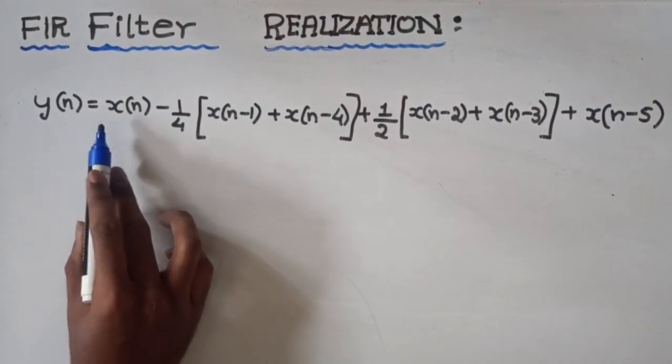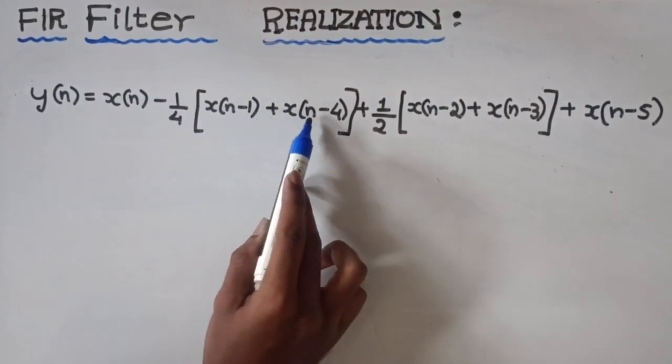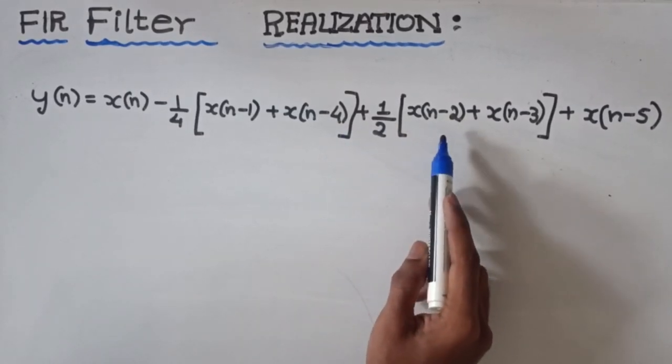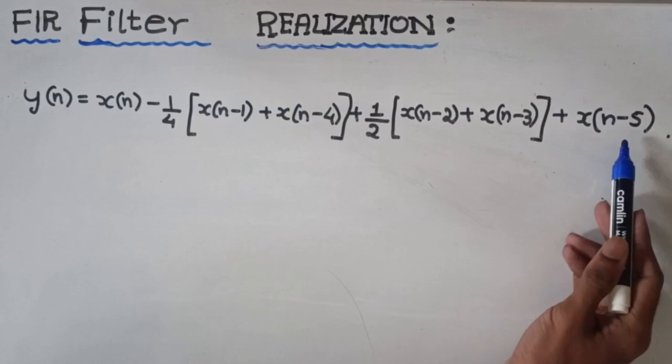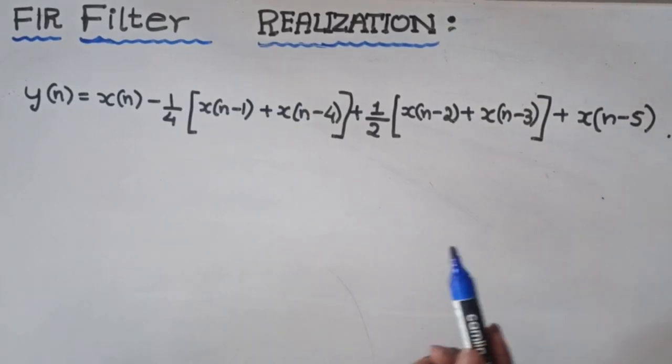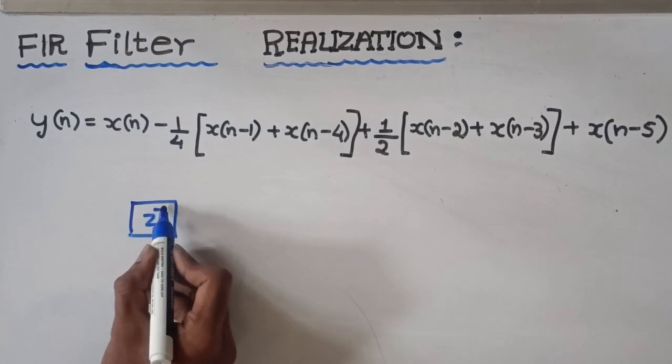Our equation is y of n is equal to x of n minus 1 by 4 into x of n minus 1 plus x of n minus 4, plus 1 by 2 x of n minus 2 plus x of n minus 3 plus x of n minus 5. We can see that the highest delay element is minus 5. Hence, let us draw the delay elements in series.